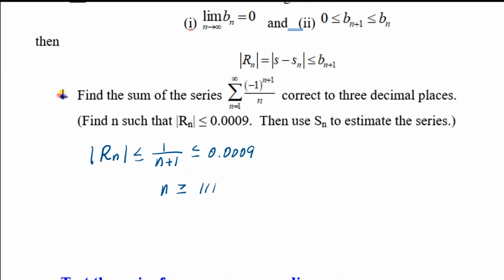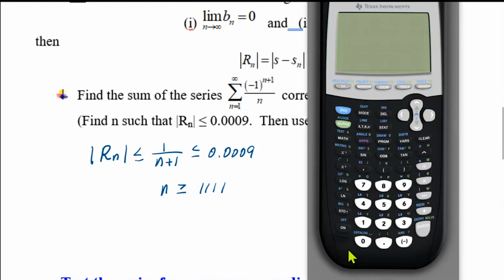Useless kids. Too much algebra? With a calculator? Okay, so we have to run this thing for 1,111 times in order to achieve this error. How are you gonna do that? Well, like this, of course, right?